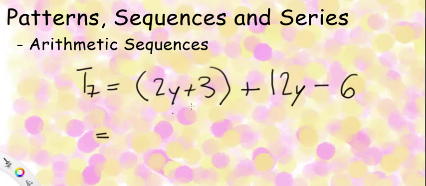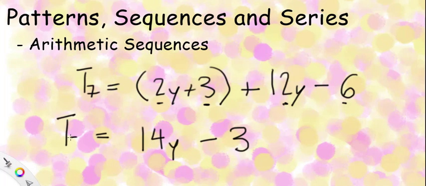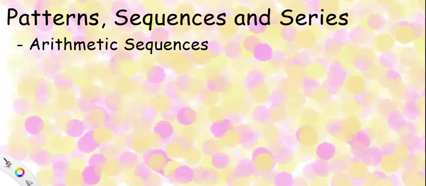And because we also have addition, we just put the like terms together. We're going to have 2y plus 12y. That's going to give us 14y. And then we're going to have the 3 minus 6. Essentially what we do is we say negative 6 plus a positive 3. That moves us up to, we end up at negative 3. So term 7 of the arithmetic sequence that we are looking at is 14y minus 3. Easy enough to solve, guys, right?